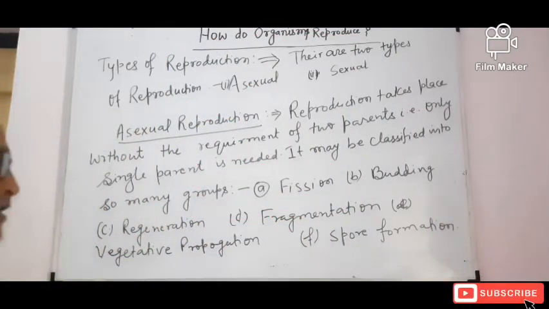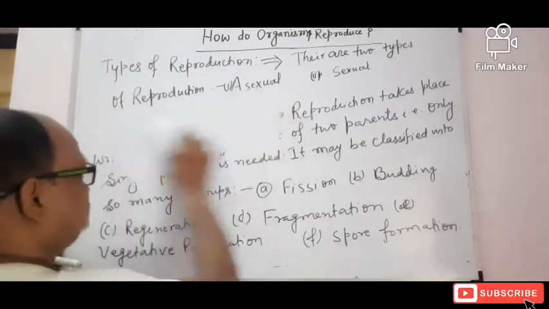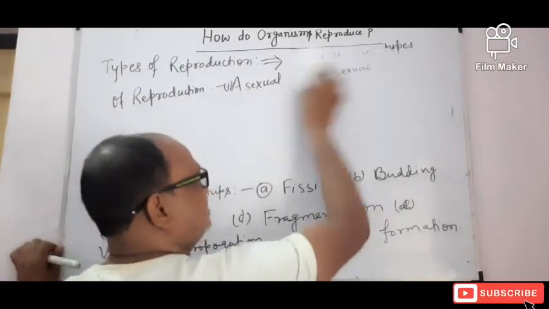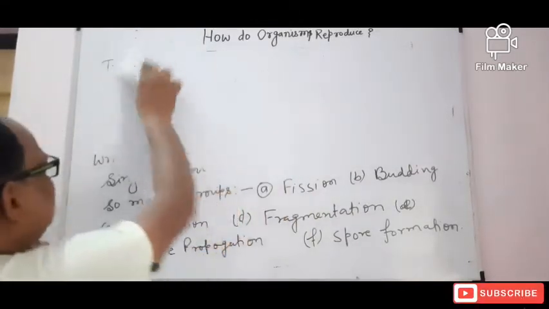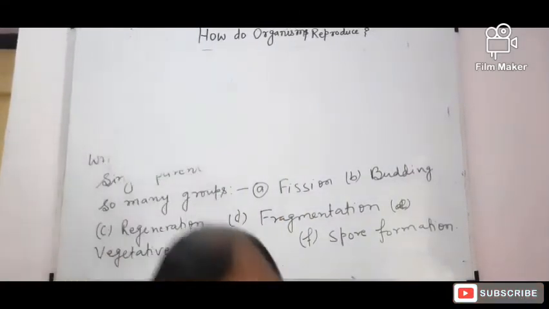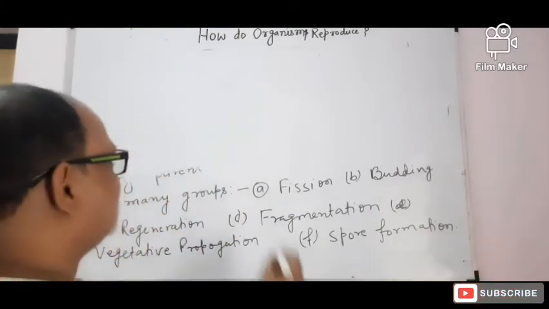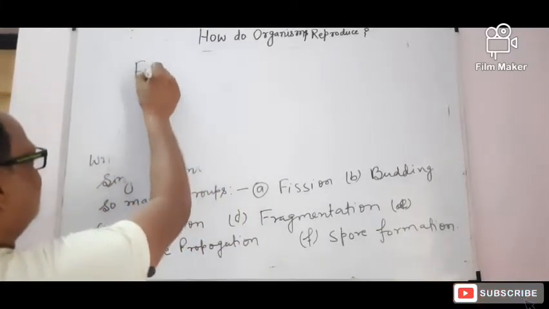Fission. What is fission? When one mother cell divides into two parts, that is called fission.